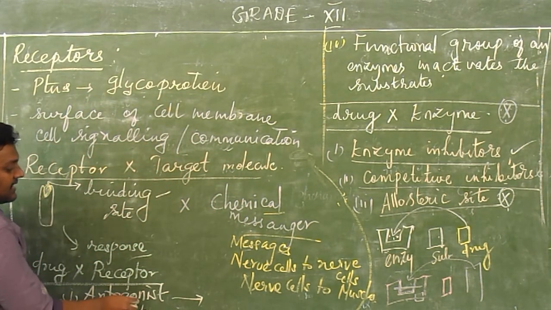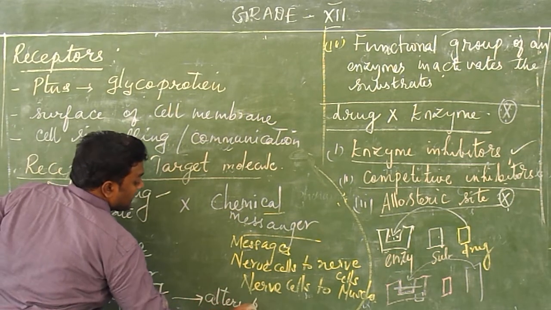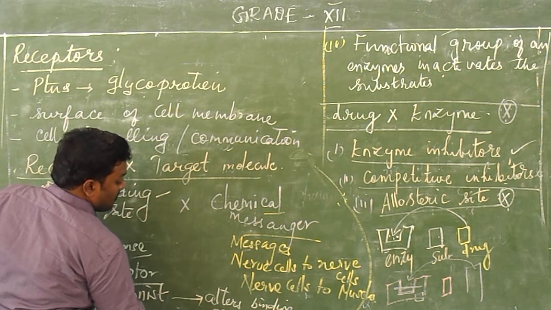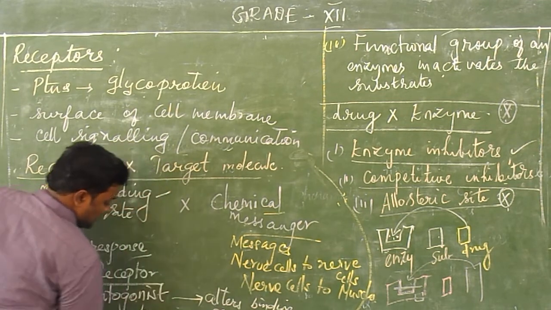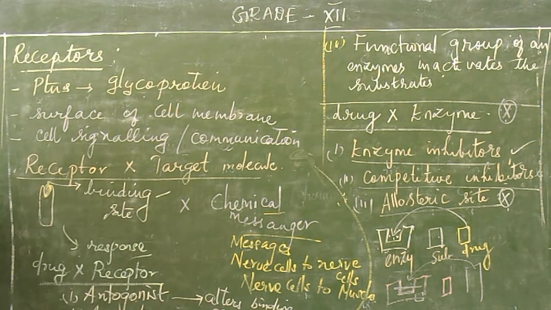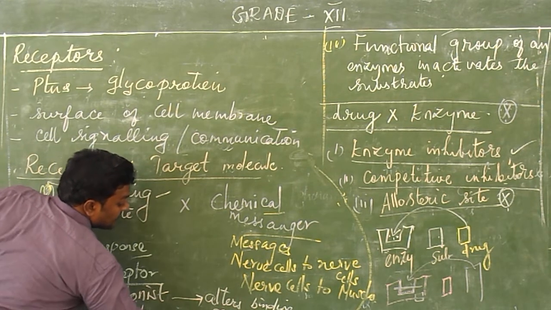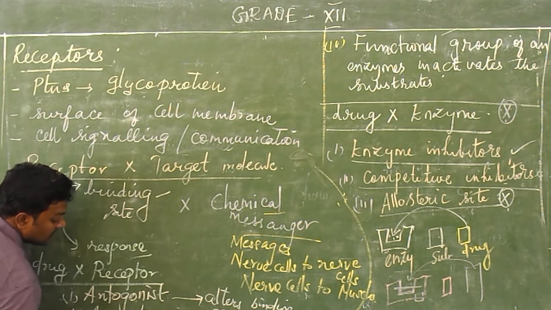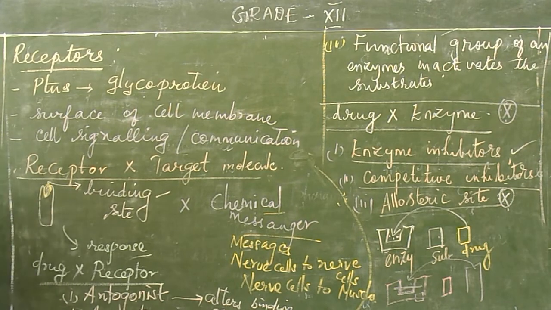So first, antagonist affects what? It alters the binding site of the receptor. What's happening here in case of agonist? Agonist will minimize the natural messenger. This is about the receptor.